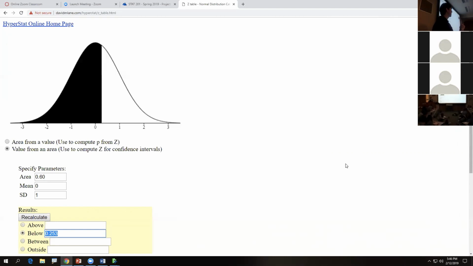That is, there's 40% above that, but the 60th percentile is where there's 60% shaded below it. So does that make sense that that is the 60th percentile? Does that make sense? And this is the z-score for it. Now remember, what does a z-score tell you?